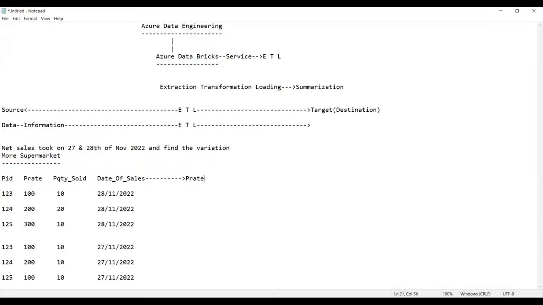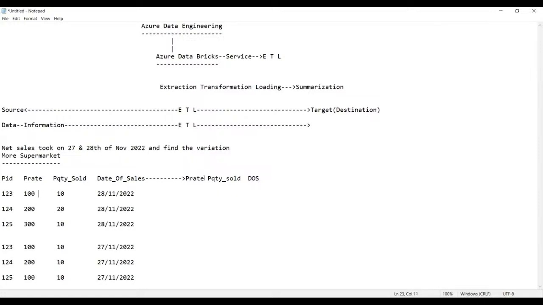Product rate. Then now product quantity sold is required. Yes, of course we require it to find out the net sales amount. We require the product quantity sold also. Then we have the date of sales. Yes, of course I require this DOS. I'm writing a shortcut.